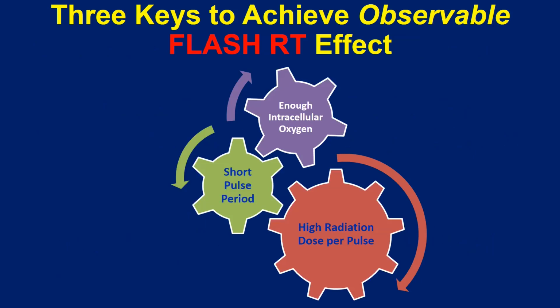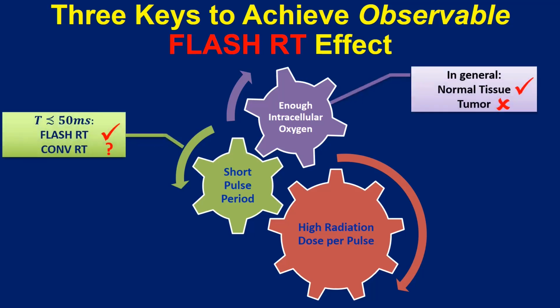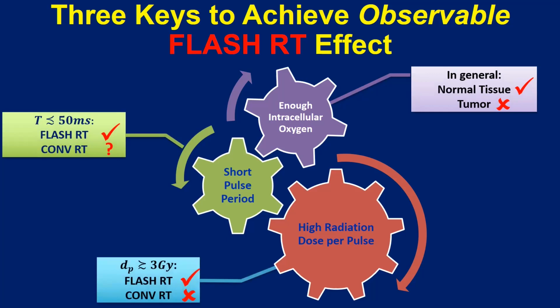In summary, there are three keys to achieve an observable flash RT effect. One, high enough intracellular oxygen tension. Usually normal tissues satisfy this requirement, but not tumors. Two, short pulse period. That is one of the flash RT characteristics, and not for conventional RT. And third, high dose per pulse. A minimum of 3 gray of dose must be delivered per pulse to cells. The last two combined will set the lower limit for dose rate for flash RT.